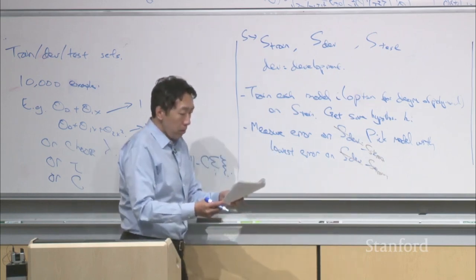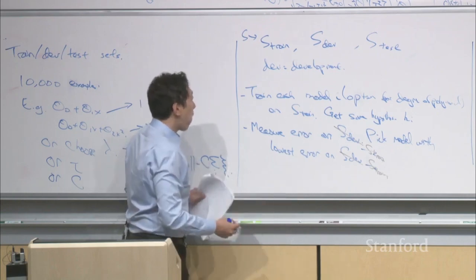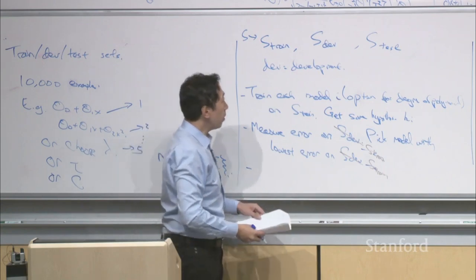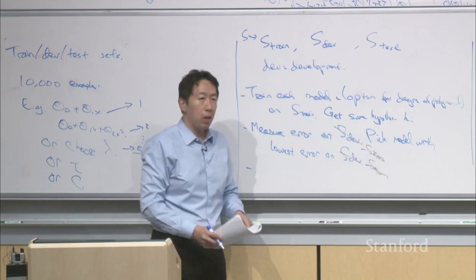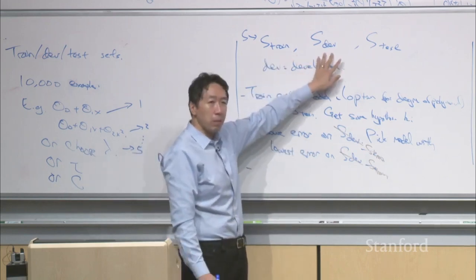All right. Now, if you are publishing an academic paper on machine learning, then this procedure has looked at the training set as well as the development set, right?